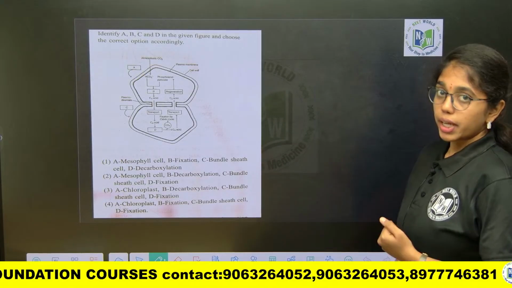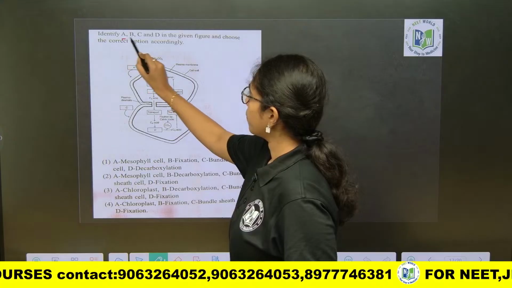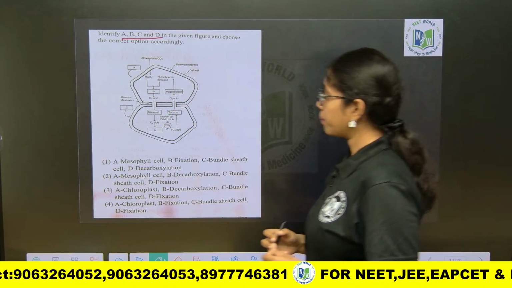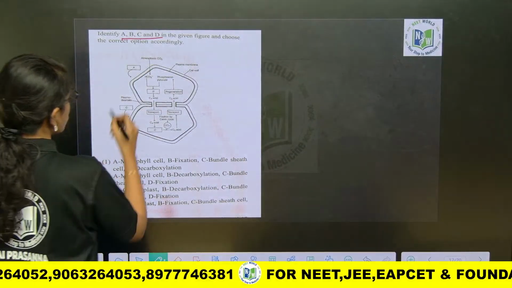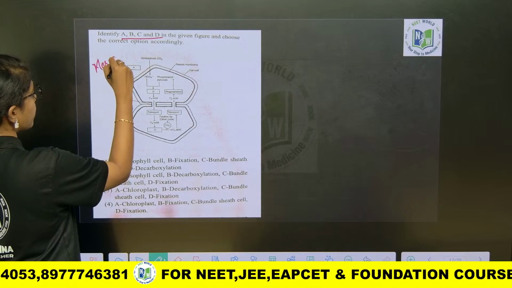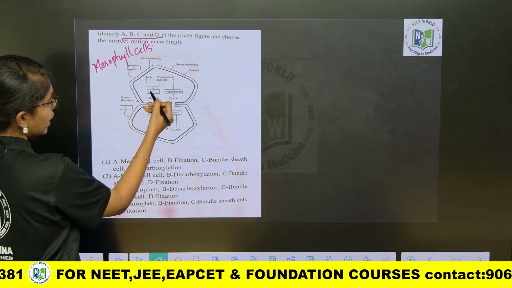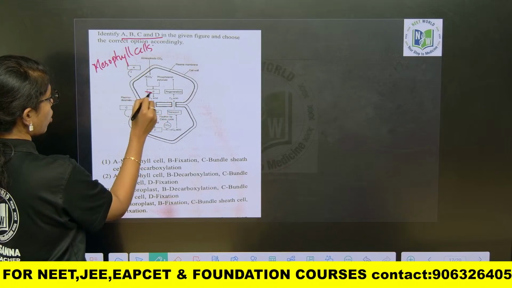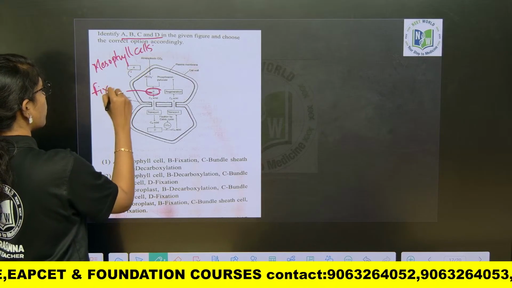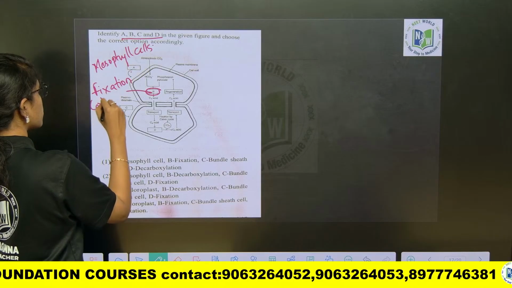Look into this. Identify A, B, C and D in the given figure and choose the correct option accordingly. A is what here? Mesophyll cells. A is mesophyll cells, and B is what here? Fixation or carboxylation. Here B is fixation or carboxylation.